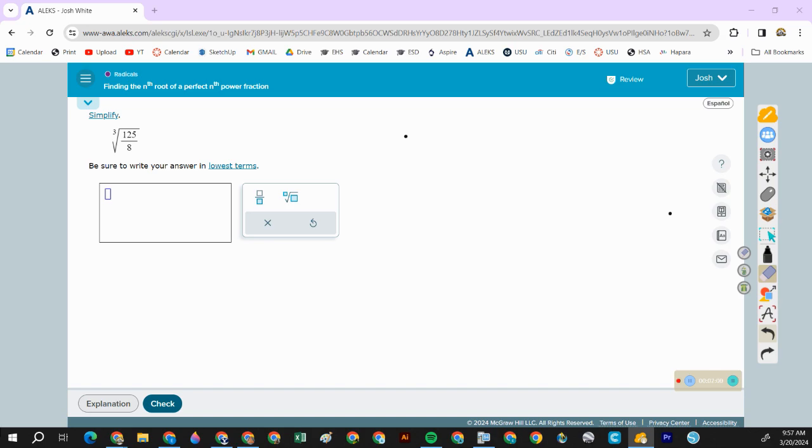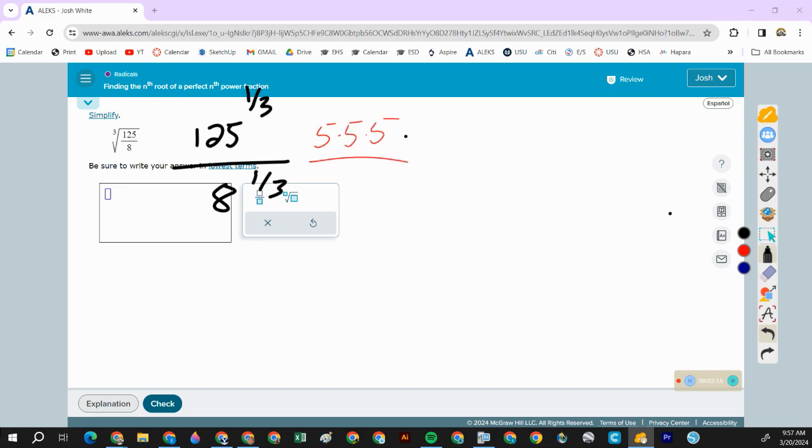So here, this is 125 to the 1/3 over 8 to the 1/3. 125 is going to be 5 times 5 times 5. And 8 is 2 times 2 times 2. And I want one of each of those. So 5/2.